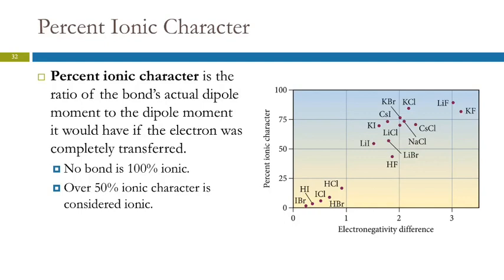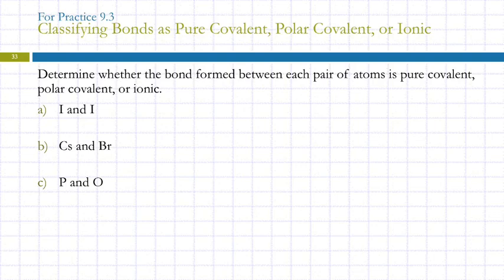So we should be able to do this. Determine whether the bond formed between each pair is pure covalent, nonpolar, polar, or ionic. So between iodine and iodine, is there any electronegativity difference between those two? No, because they're the same. So this is a nonpolar bond. It would be a nonpolar covalent.